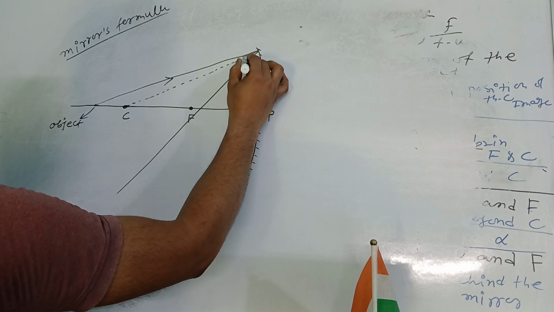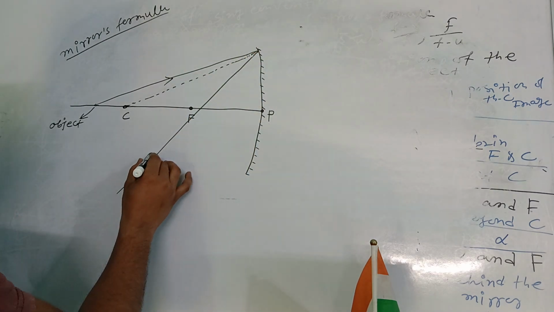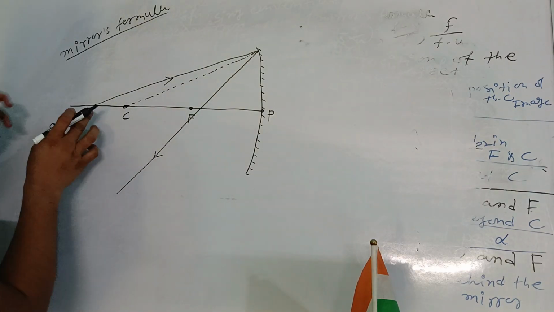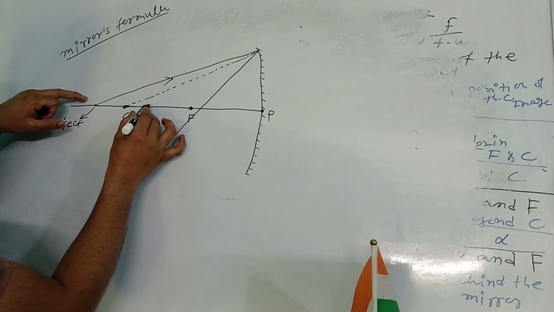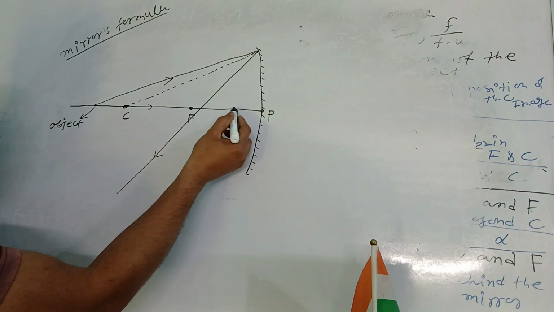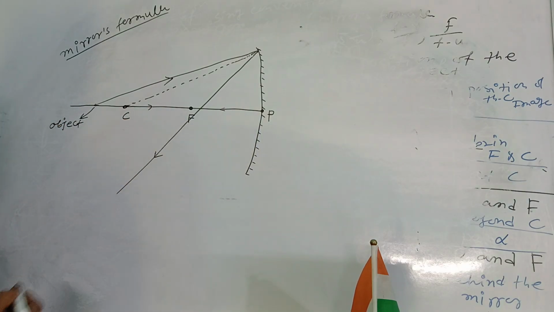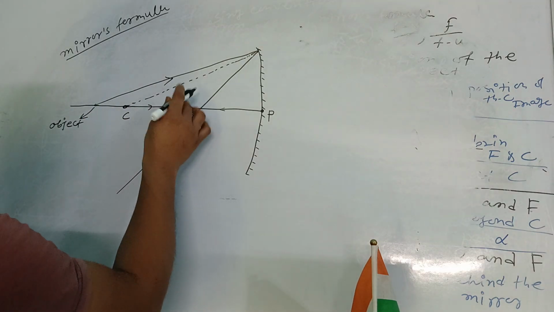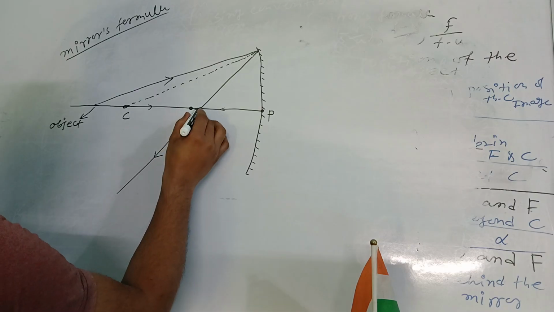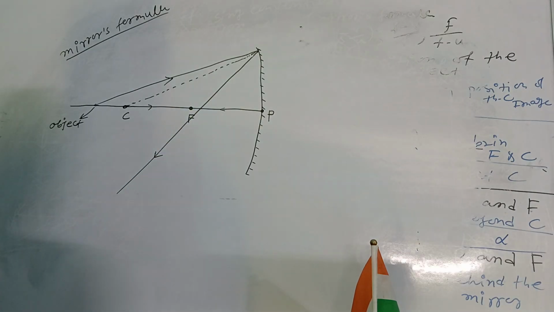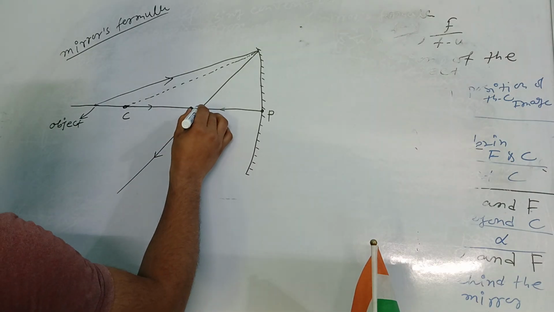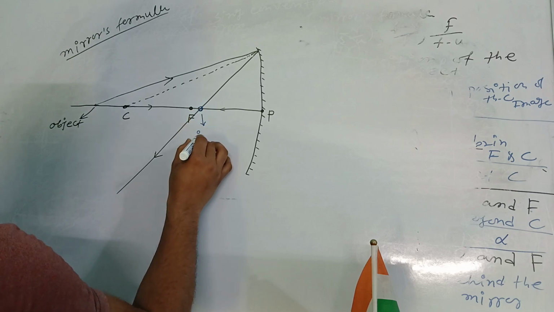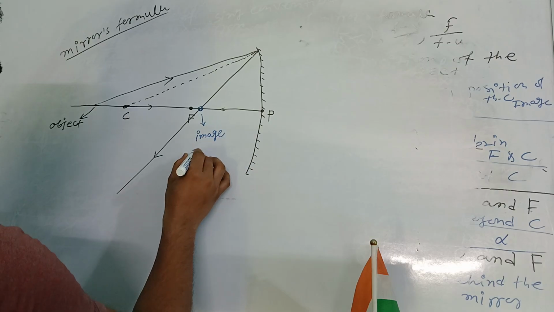So this is the reflected ray. Two rays are required. I am taking one ray which is moving along the principal axis, and after hitting the mirror it reflects back in the opposite direction. So one is reflected, and another one is reflected. So what is this point? This point is the image point.